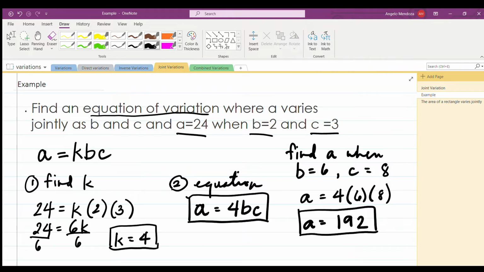Just the same thing, if the missing values are the other quantities, let's say b and c, you can actually manipulate the equation. So let us have the next example.